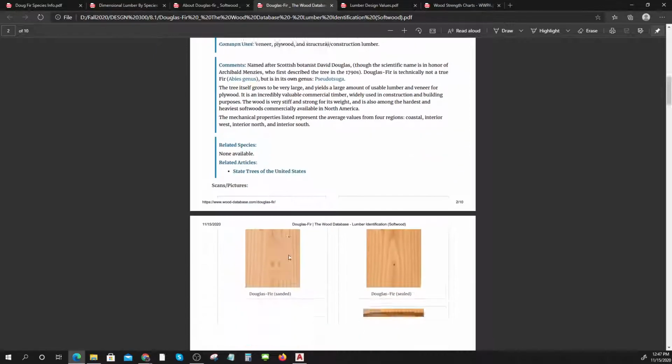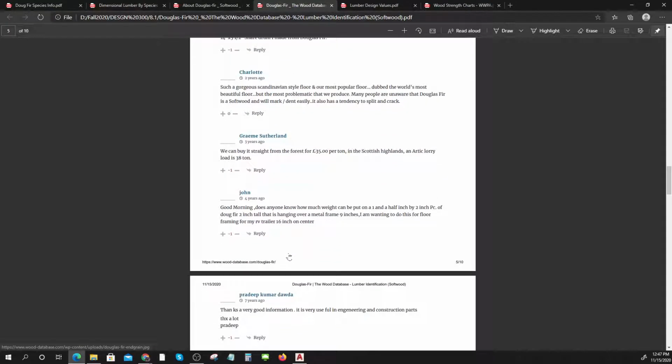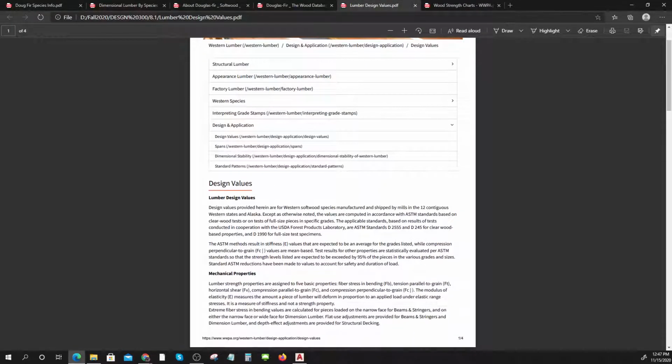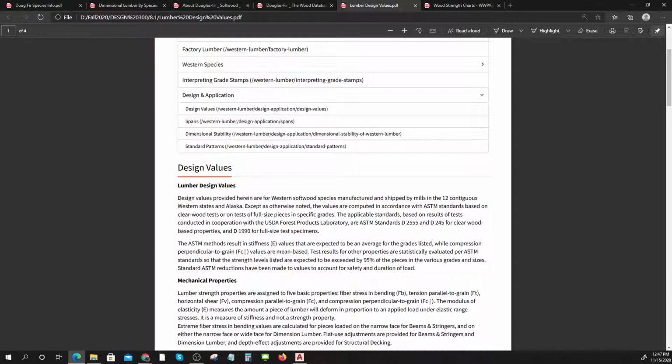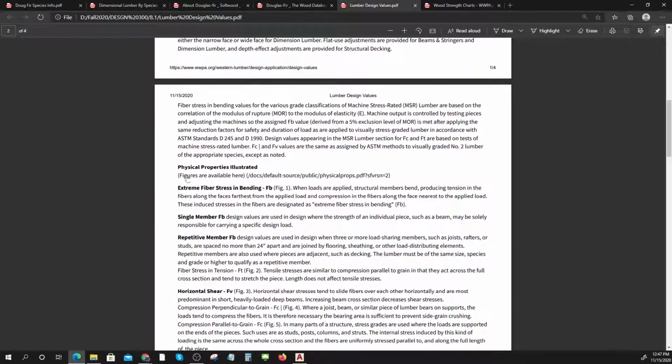Common use. So here's another one that's got a lot of good information, and then it's got a bunch of blah, blah, blah. Who cares about this stuff down here? Design values. Let's see what this is all about. This tells us what those design values are: stiffness, perpendicular to grain, ASTM standards, mechanical properties. Oh, and here's some actual numbers and what they mean. Oh, this one looks really important.